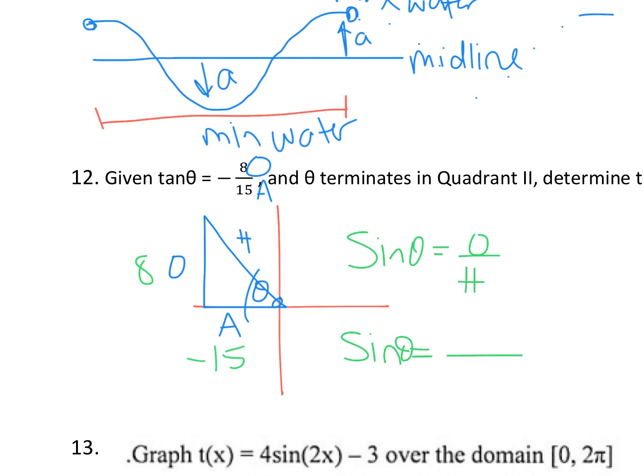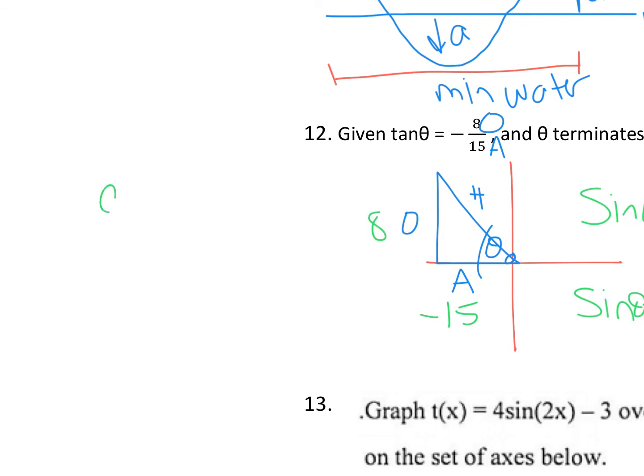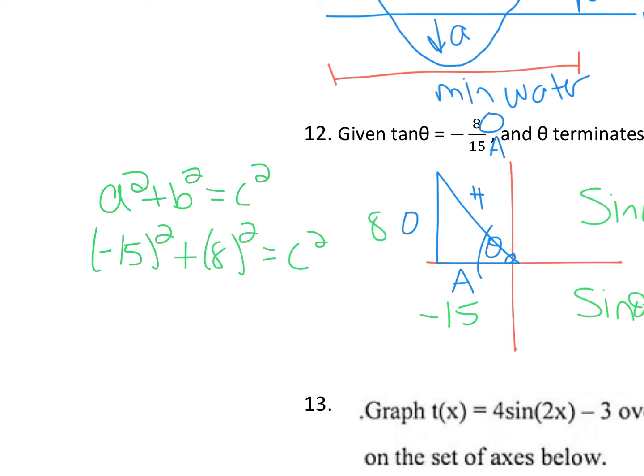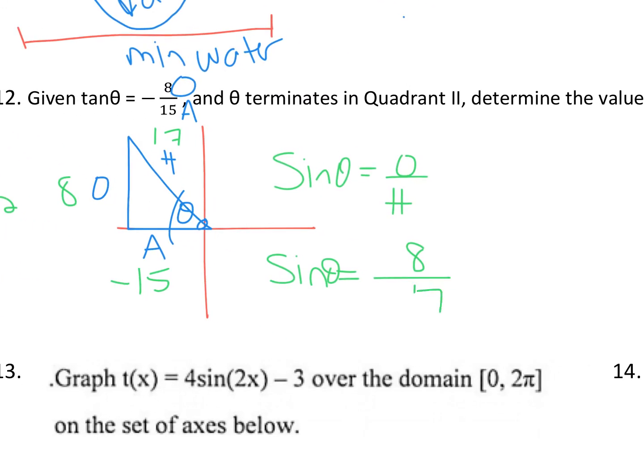So sine of theta would equal, I know O is 8, but I don't know the hypotenuse. So this means I got to find it by doing the Pythagorean theorem. So I can do that over here, a squared plus b squared equals c squared. And then a squared doesn't really matter, just a leg. So negative 15 squared. Make sure you have parentheses around that because it's negative. 8 squared equals c squared. And then this, I think, combines to 289. And then square root, 17. The hypotenuse will always be positive, by the way, and this is your answer. Beautiful.